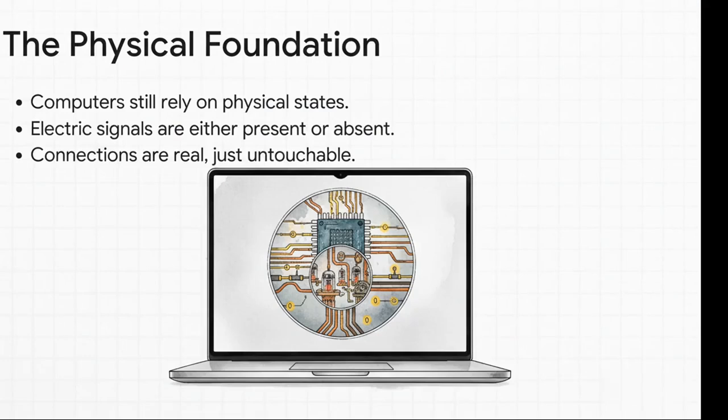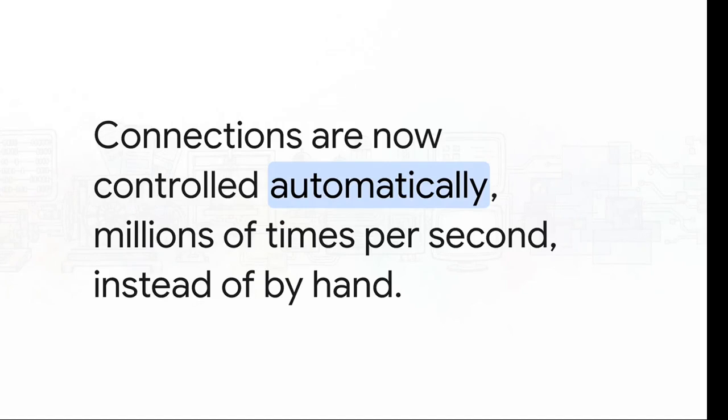Think about it. At its absolute most fundamental level, your phone, your laptop, it's all still working on the same basic principles. It is a machine of physical states. Billions of tiny electrical signals are either on or off, there or not there. Those connections between components are still totally real physical pathways. So what's the difference? The mind-blowing difference is the speed and the automation. Instead of a person spending hours plugging in a cable, we now have tiny little switches called transistors that make and break those same connections for us. And they do it automatically, controlled by our code. Millions, even billions of times every single second.